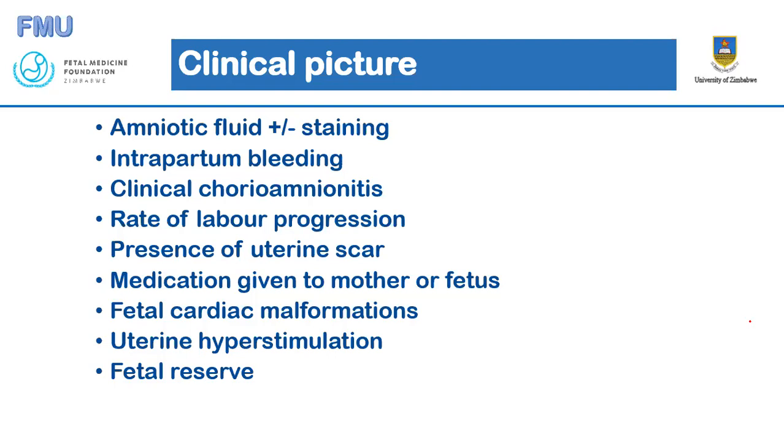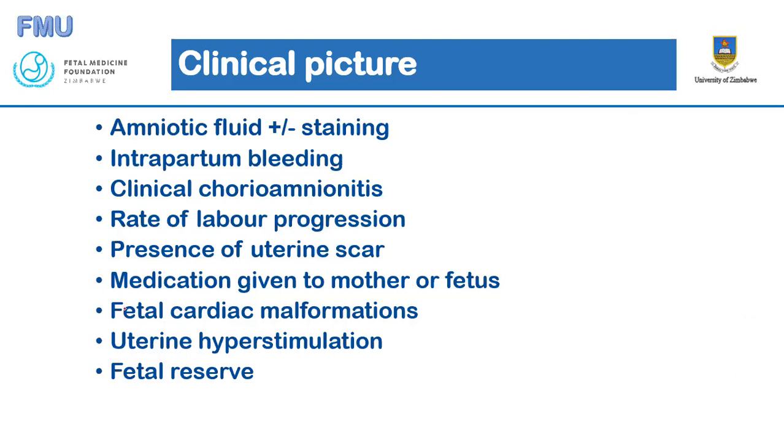Then the amniotic fluid, you want to know the quantity. You want to know whether oligohydramnios or polyhydramnios, and you also want to know the staining, whether it is meconium stained. As well, for those women in labor, you want to know about the meconium staining. Then the intrapartum bleeding, chorioamnionitis, rate of labor progression, presence of uterine scar, medication which has been given to the mother or fetus, fetal cardiac malformation, uterine hyperstimulation, and fetal reserve. All this should be known.